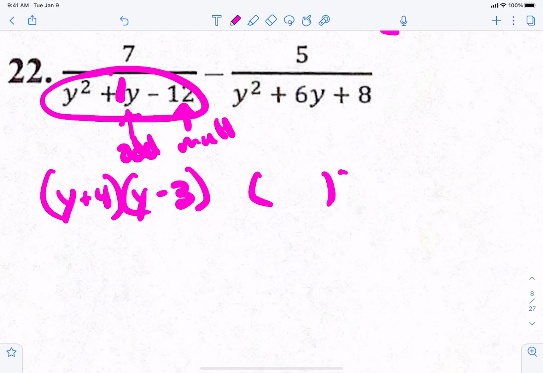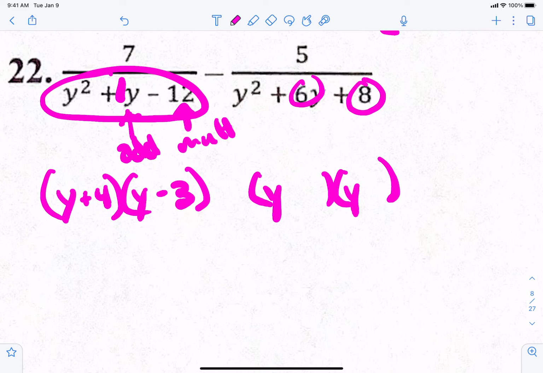Okay. All right. Multiply to get 8, add to get 6. 2 and 4, 4 and 2. Pluses, minuses, one of each? Both plus. Plus 4, plus 2.